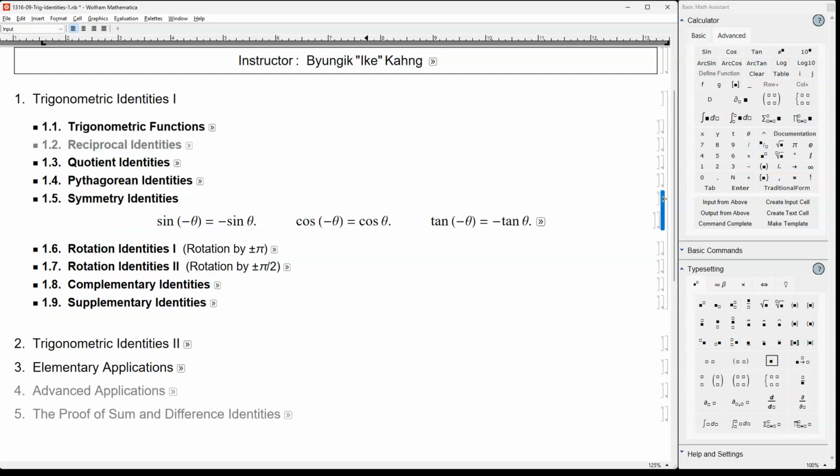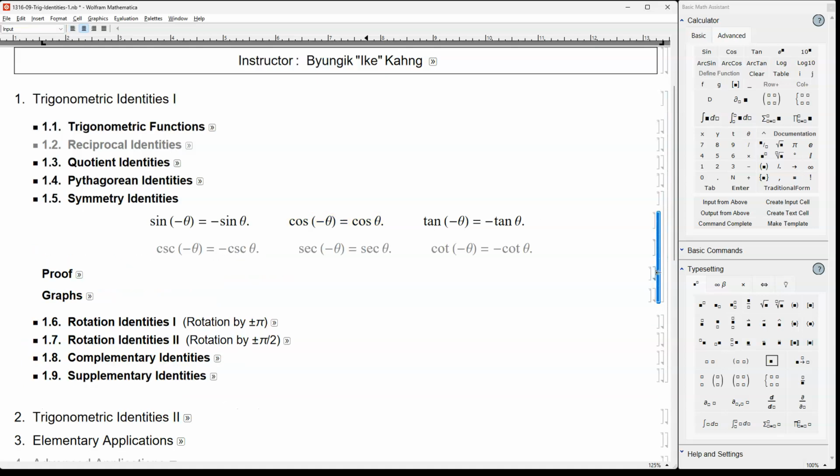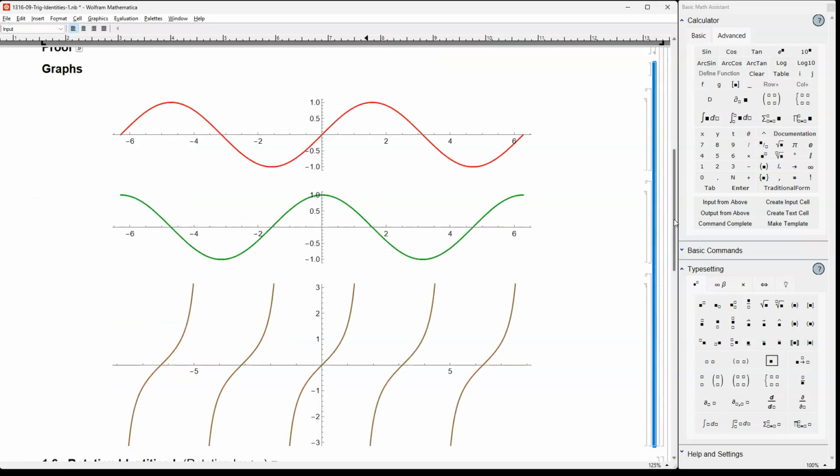First, symmetry identities. Sine of negative theta is negative sine of theta. Tangent of negative theta is negative tangent of theta. But cosine behaves differently. Cosine of negative theta is just cosine of theta. So sine and tangent are odd functions. Cosine is an even function. If you look at the graphs, then you can see the behavior clearly.